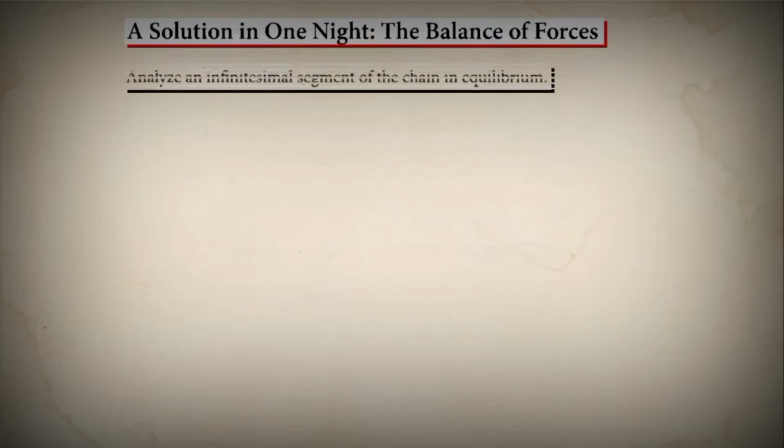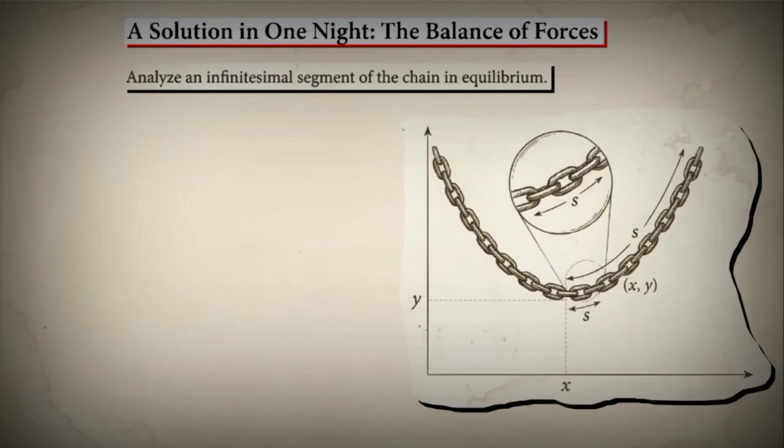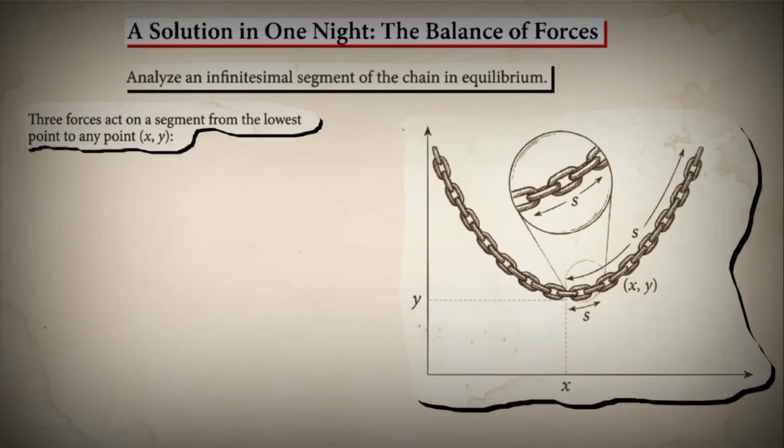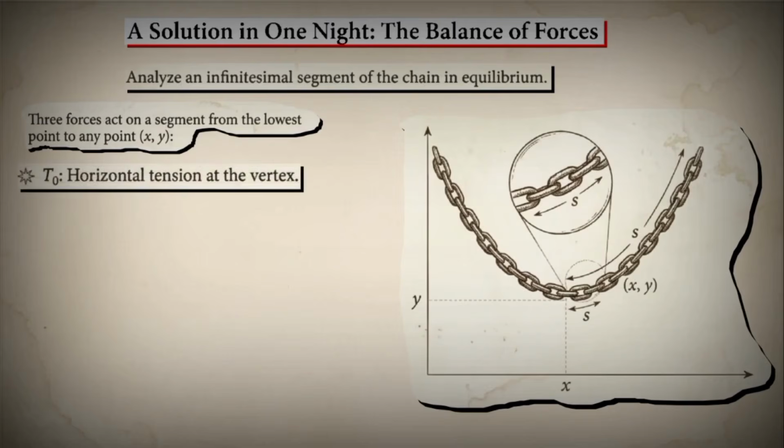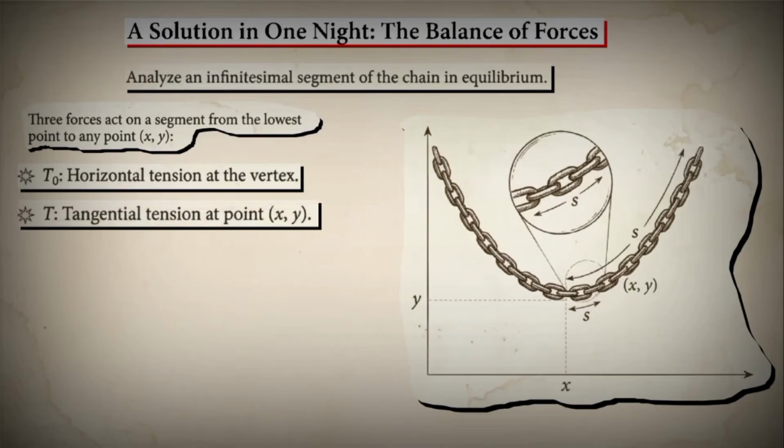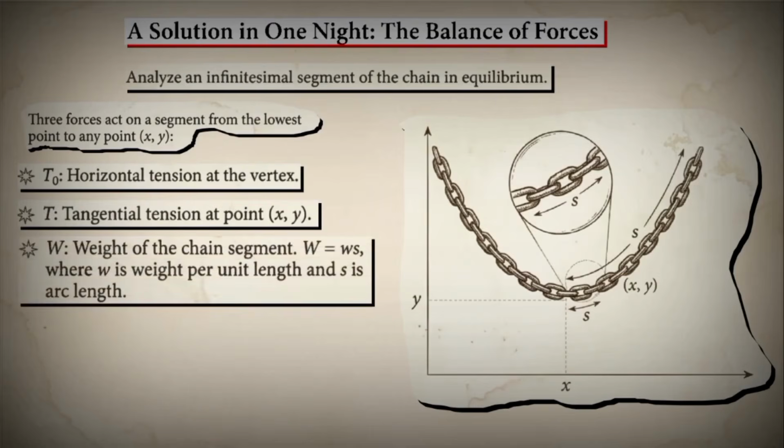Johann analyzed an infinitesimal segment of the chain in equilibrium. Picture a tiny piece of chain hanging there, perfectly balanced. 3 forces act on a segment from the lowest point to any point with coordinates x, y. First, T sub 0, the horizontal tension at the vertex, the lowest point of the chain. Second, T, the tangential tension at our point x, y. Third, W, the weight of the chain segment. This equals w times s, where w is the weight per unit length, and s is the arc length.